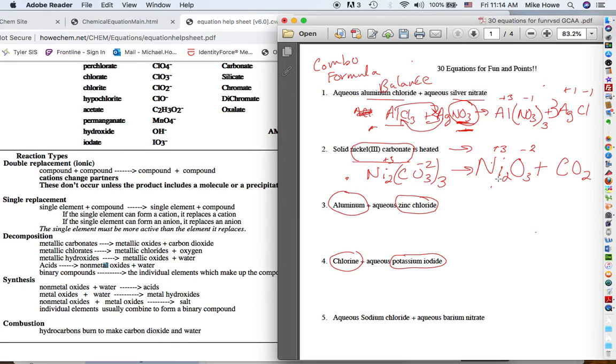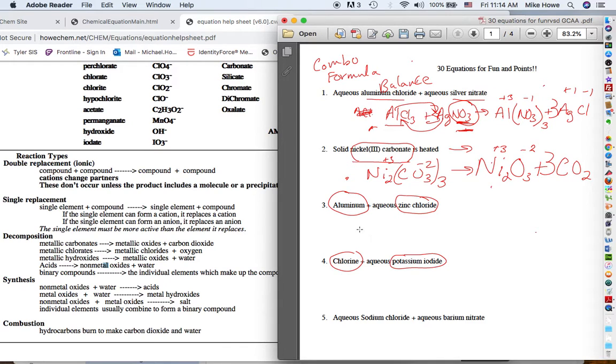You got 1 C over here, how many C's do you see? Looks to me like there are 3, because the 3 here applies to everything that's in the parentheses. So you put a 3 right here. How many O's are on this side? Looks like 3 times 3. 3 groups of 3 is 9. On this side, 3 times 2 is 6, plus 3 is 9. So they're even. And then 2 nickels and 2 nickels, so that one's finished.